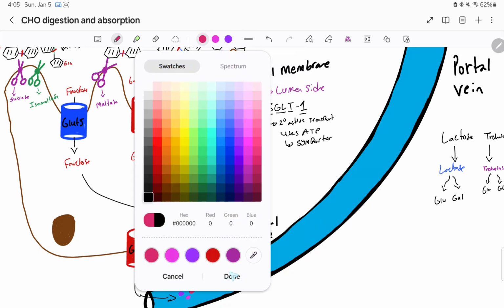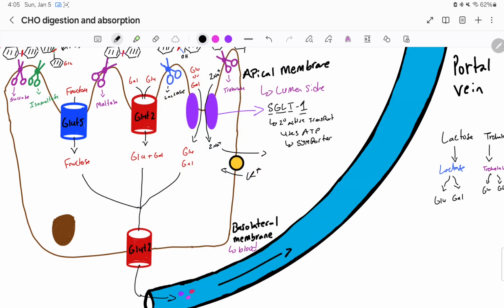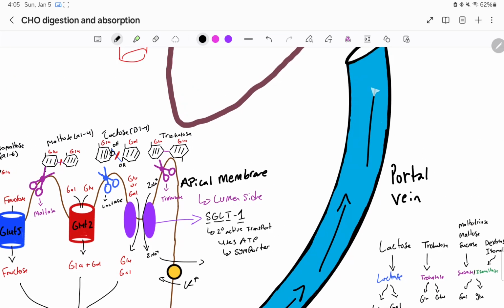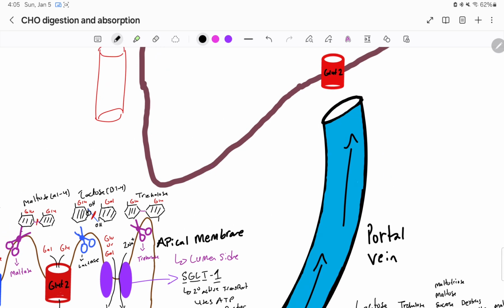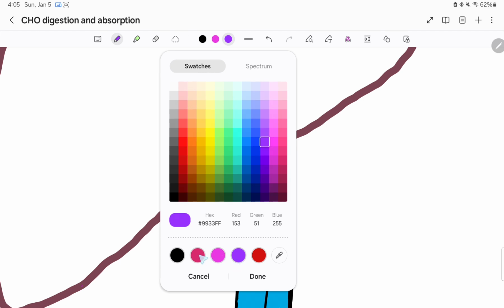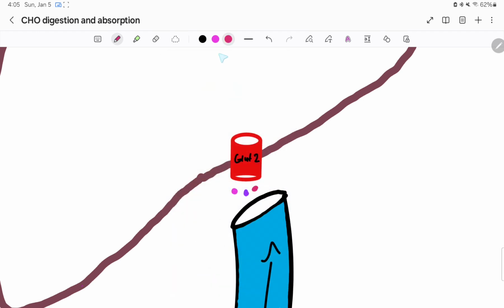Okay, pretty cool. What happens to these guys? Well, glad you asked. These guys are going to continue up the portal vein, okay, until they reach the liver. The liver has another transporter. That transporter is a GLUT2 transporter. Okay, it's able to take all of these guys and bring them into the liver. Okay, why? Because the GLUT2 is not that specific.